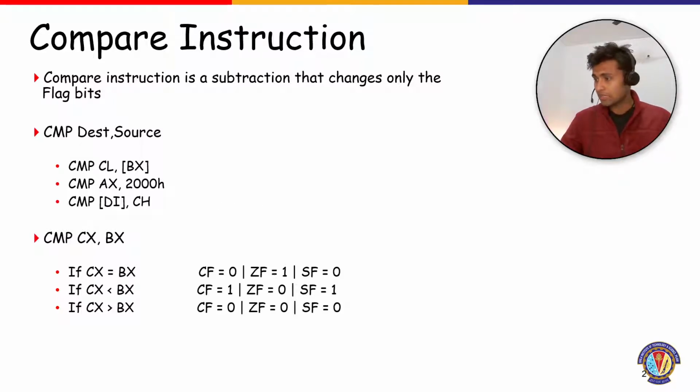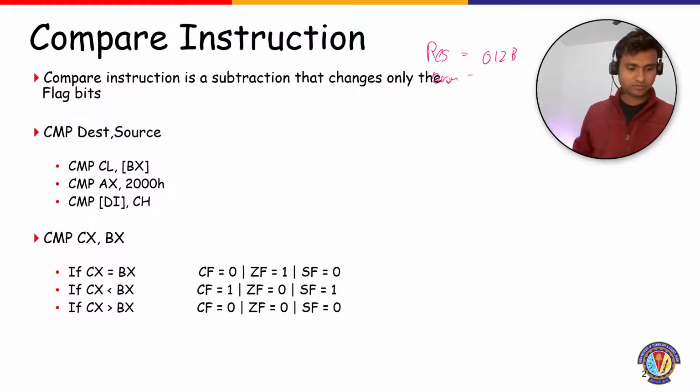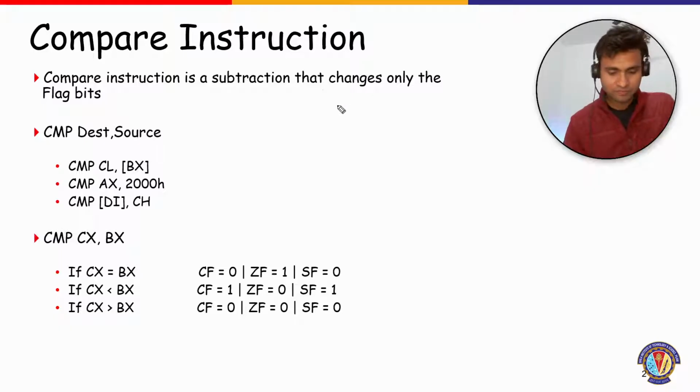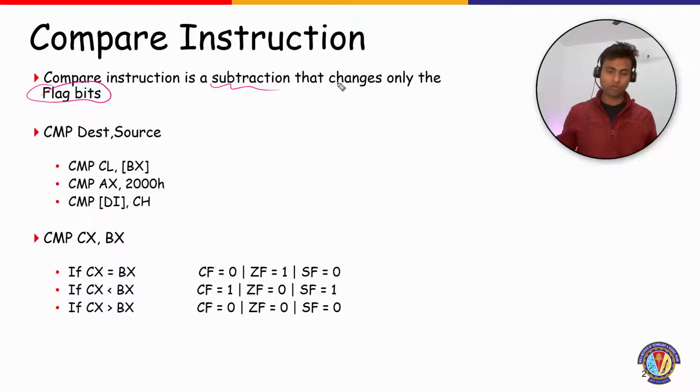Okay, so the compare instruction, and let me take out the pen. All right. The compare instruction is a subtraction that changes only the flag bits. This is very important: it is the same as subtraction, but it's not going to store the result. Subtraction, I think sir might have already taught you in the lecture series. In our next lab, we'll be discussing the mathematical operations in ALPs. But as of now, it's just going to affect only the flag bits.